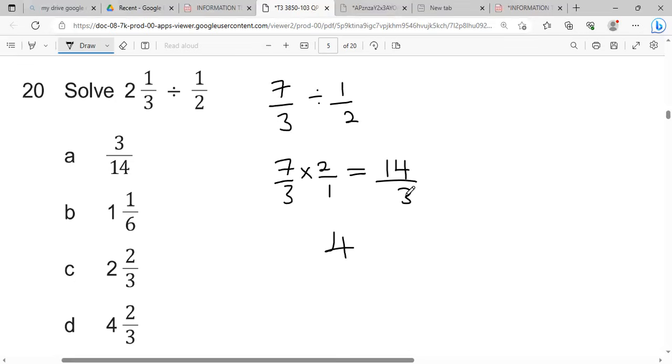And then now we say 3 times 4, which is 12. 12 from that leaves 2 over 3. So our answer in this case would be D.